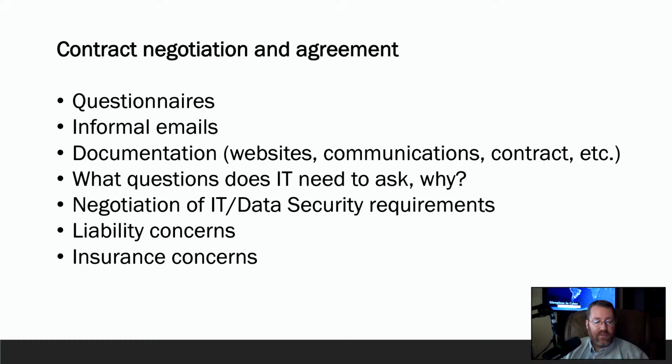Then you get into the negotiation of the IT and data security requirements.